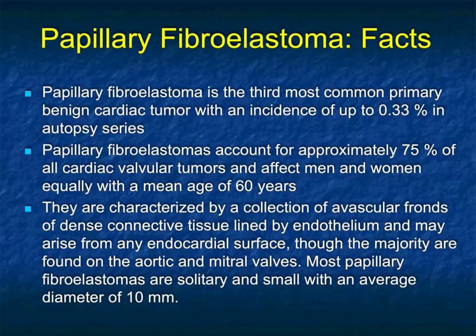It accounts for about 75% of all cardiac valvular tumors and affects men and women equally with a mean age of about 60 years. They're characterized by a collection of avascular fronds of dense connective tissue lined by endothelium and may arise from any endocardial surface, though the majority are found on the aortic and mitral valves. Most papillary fibroblastomas are solitary and small with an average diameter of 10 millimeters.